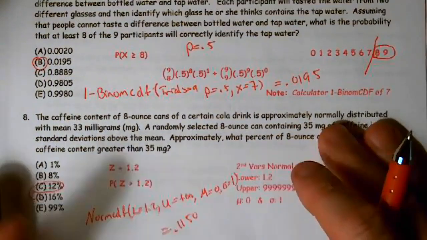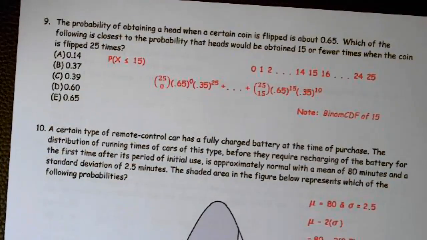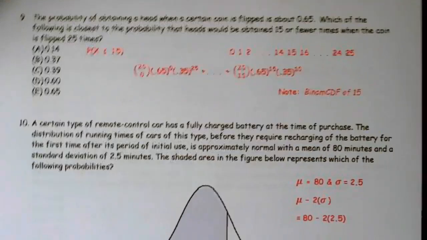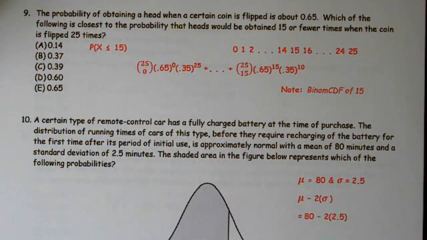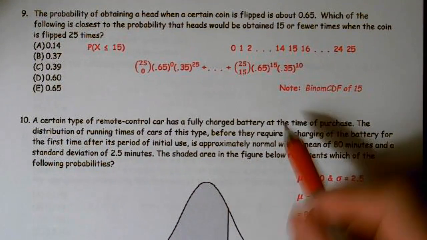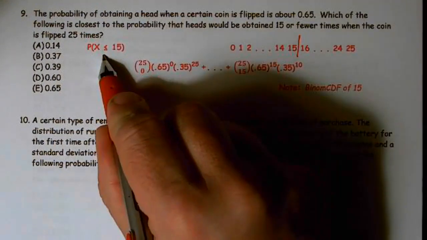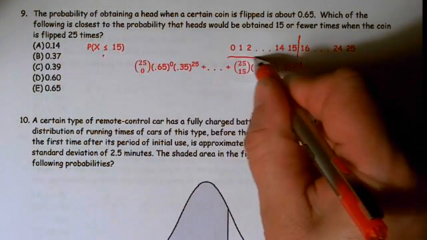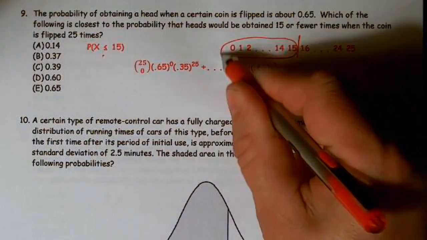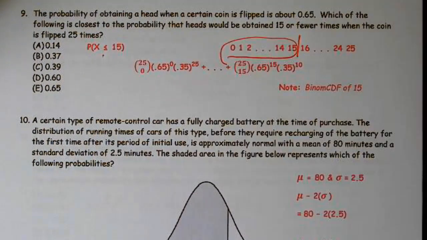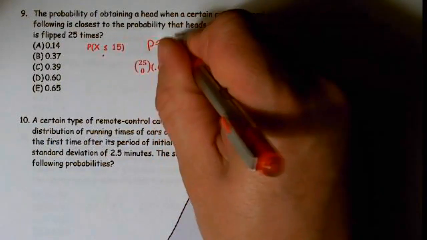All right. Moving on. Number 9. The probability of obtaining a head when a certain coin is flipped is about 0.65. Which of the following is close to the probability that heads can be obtained in 15 or fewer times when the coin is flipped 25 times? All right. So they want 15 or fewer. So we want the probability that x is less than or equal to 15. So we want all of those values. And they tell us p equals 0.65.